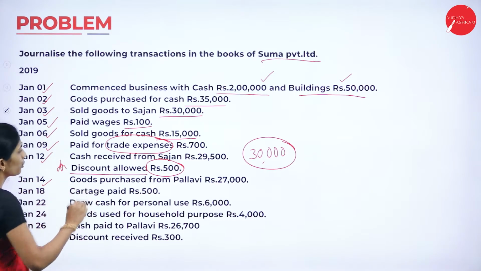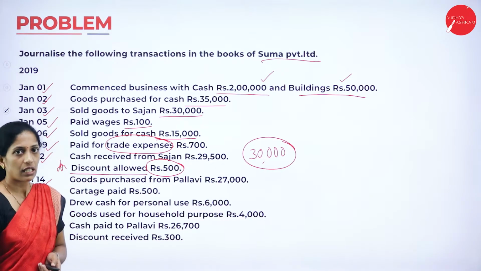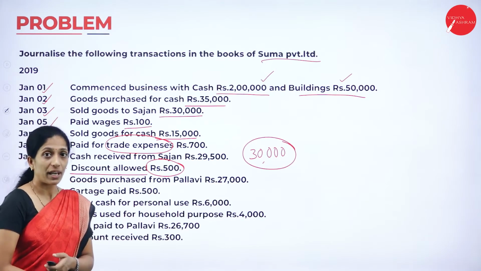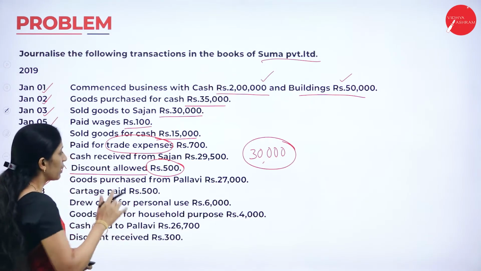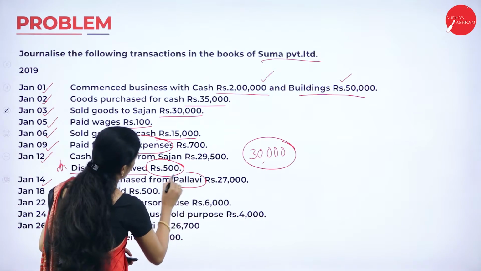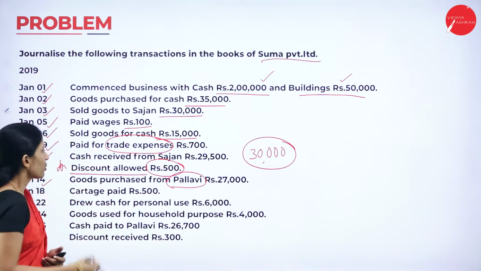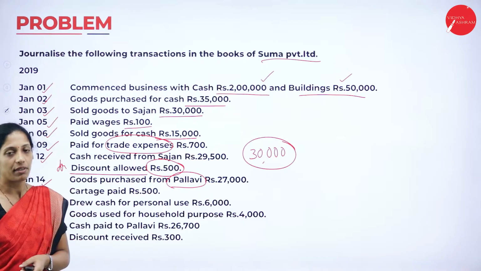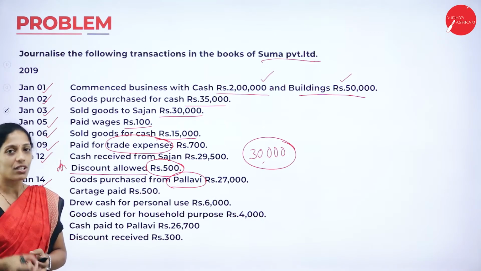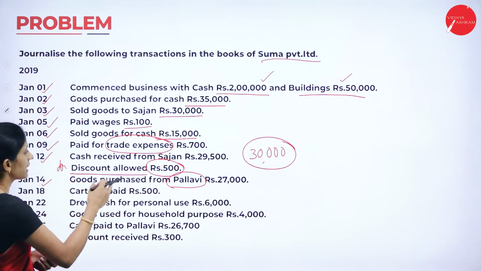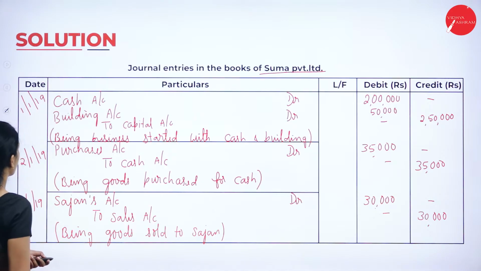Next one. So after 12th, next is 14th. Goods purchased from Pallavi. So we are going to purchase goods from Pallavi, not on cash basis, because they have not mentioned the word cash, they have mentioned the name of the person. So goods purchased from Pallavi. So what is your journal entry? Purchases account debit to Pallavi's account 27,000.